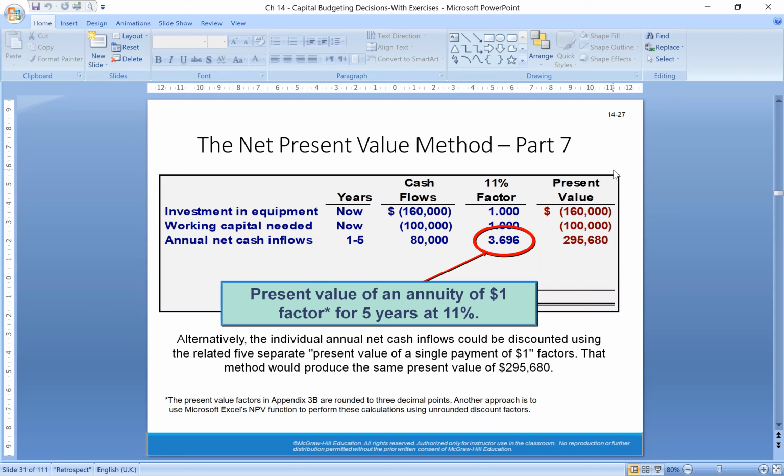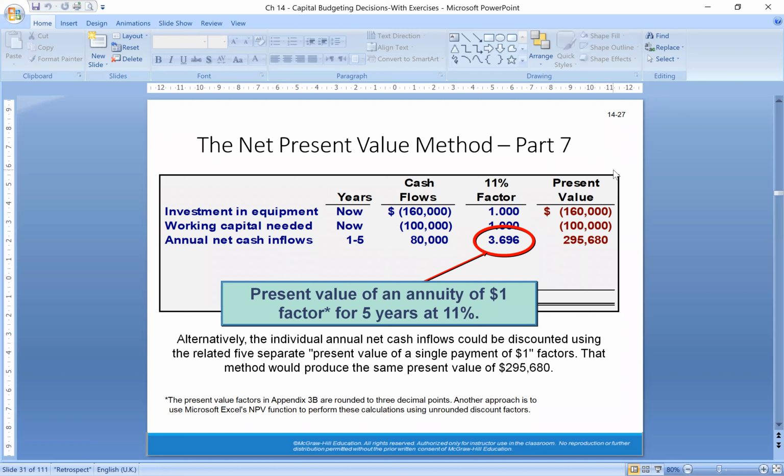Okay, so the investment in the equipment, the years, which is the time needed for the investment, is now. The cash outflows, $160,000. We have to pay the $160,000. The factor will be 1 because we are talking about today, no time value of money, and the present value will be the cash flows multiplied by the time value, which is 160. Negative means outflows. The working capital needed, also now, is $100,000. Now means the factor will be 1. So we do have a negative number of $100,000.